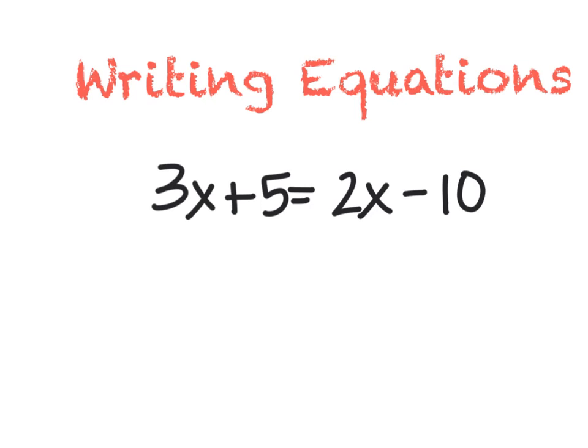So a quick refresher, an equation has to have an equal sign. And remember, this equal sign means that both sides are the same. So in this example, it's saying 3x plus 5, that is the same as 2x minus 10. And I just want to know, well, what does x equal? So today we're actually going to be writing these equations.